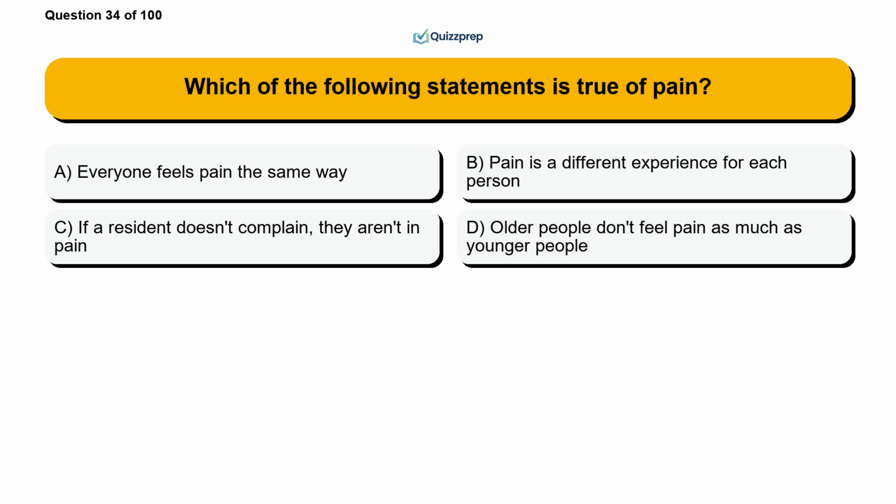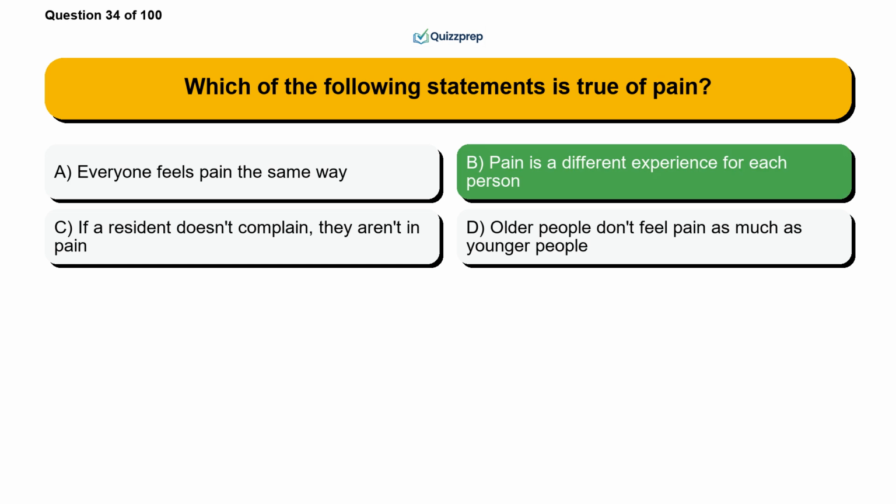Option A, everyone feels pain the same way. Option B, pain is a different experience for each person. Option C, if a resident doesn't complain, they aren't in pain. Option D, older people don't feel pain as much as younger people. The correct answer is option B, pain is a different experience for each person.